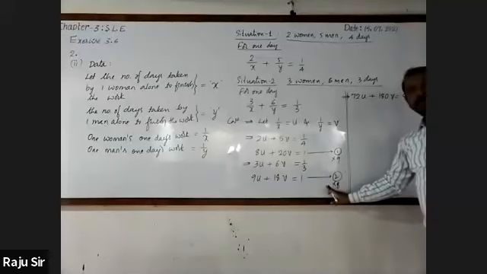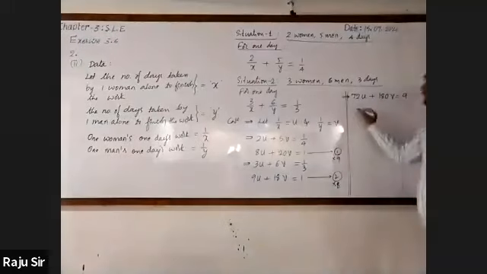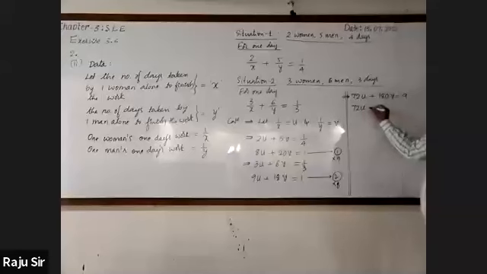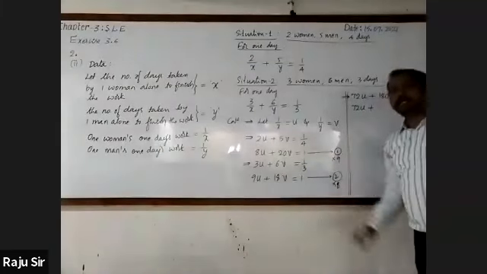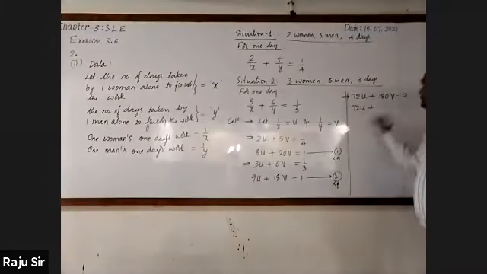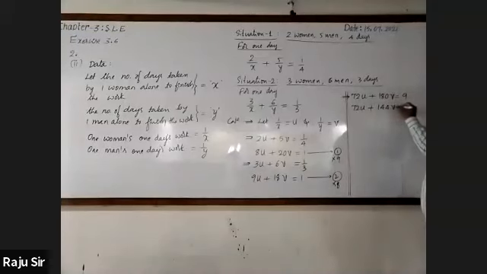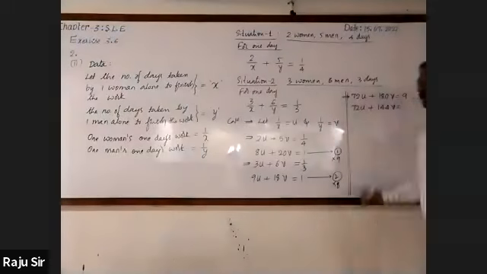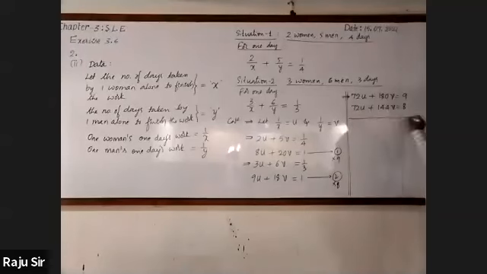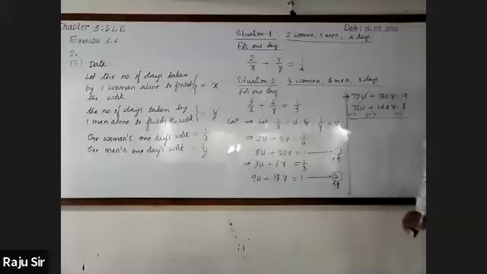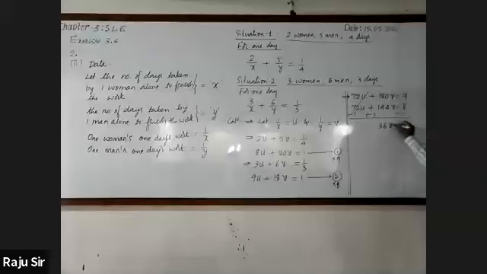Next, multiply second equation by 8. 8 nines are 72u plus 18 eights are 144v. This is equal to 8 ones are 8. You may go for changing the sign. First term gets cancelled. 180v minus 144v, 36, sir. It is 36v. 9 minus 8 is 1. V is 1 by 36.